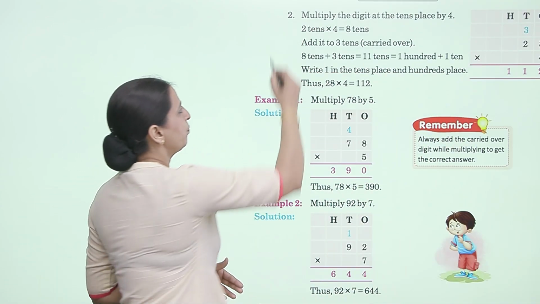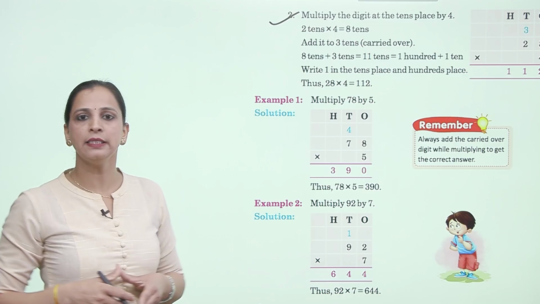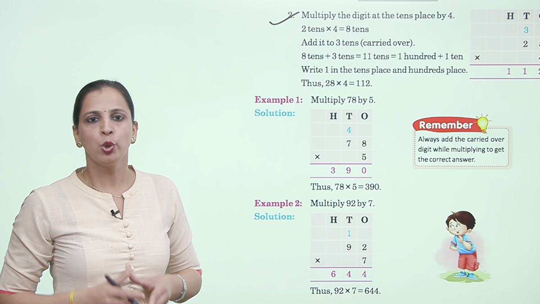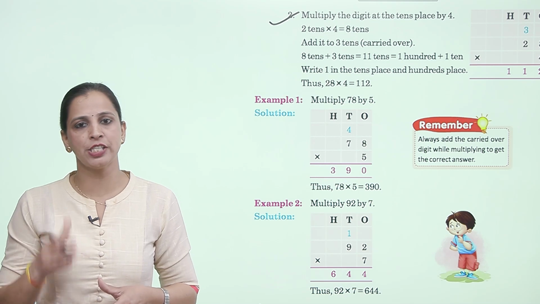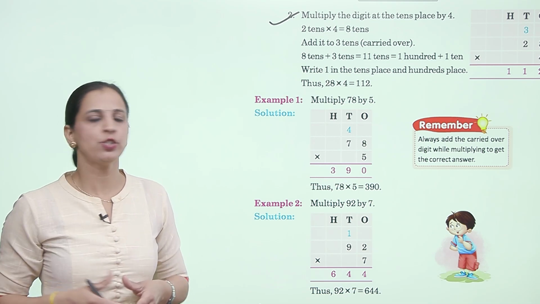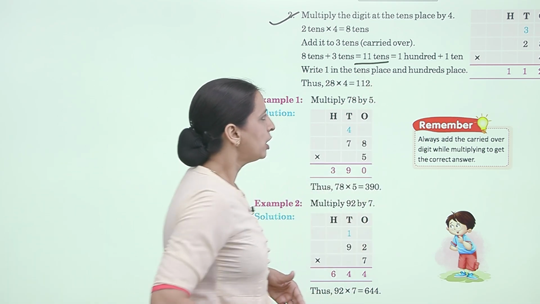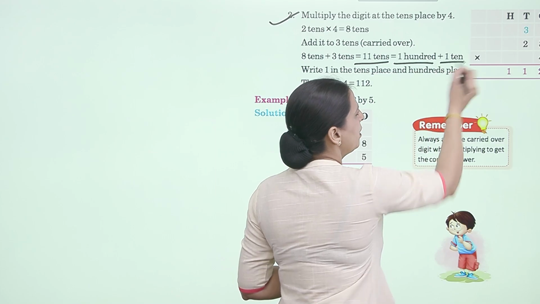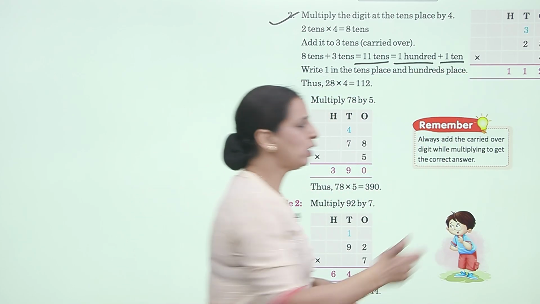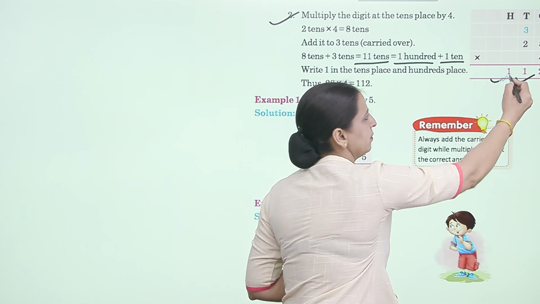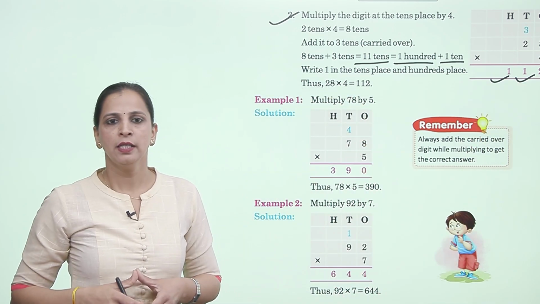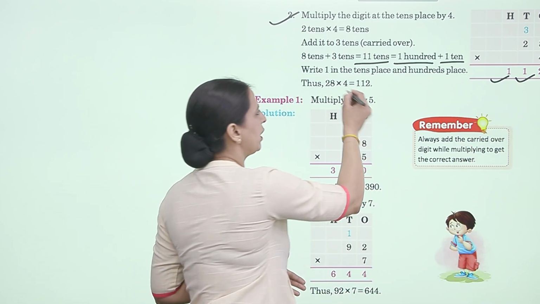Now second, multiply the digit at the tens place by 4. 2 tens into 4 is equal to 8 tens. Add it to 3 tens which is carried over. 8 tens plus 3 tens is equal to 11 tens. Now 11 tens is 100 plus 10. Write 1 in tens place and 1 at hundreds place. Thus 28 multiplied by 4 is 112.